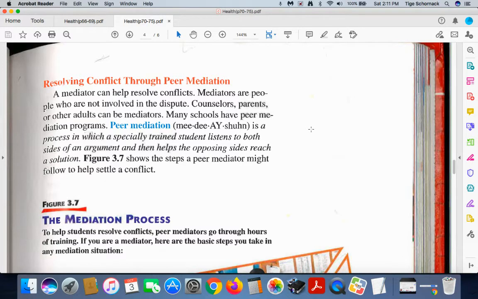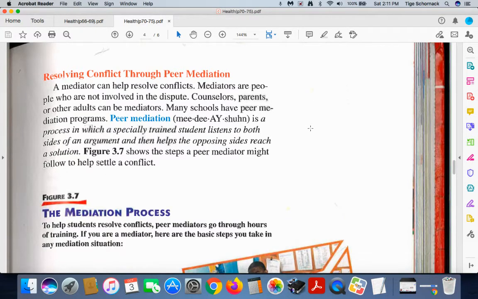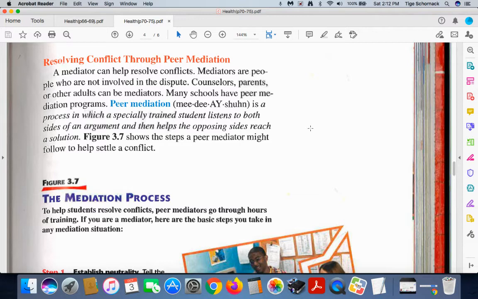Resolving conflict through peer mediation. A mediator can help resolve conflicts. Mediators are people who are not involved in the dispute. Counselors, parents, and other adults can be mediators. Many schools have peer mediation programs.